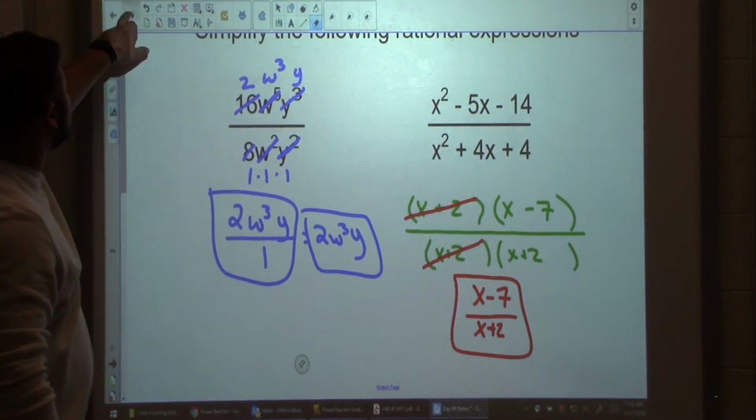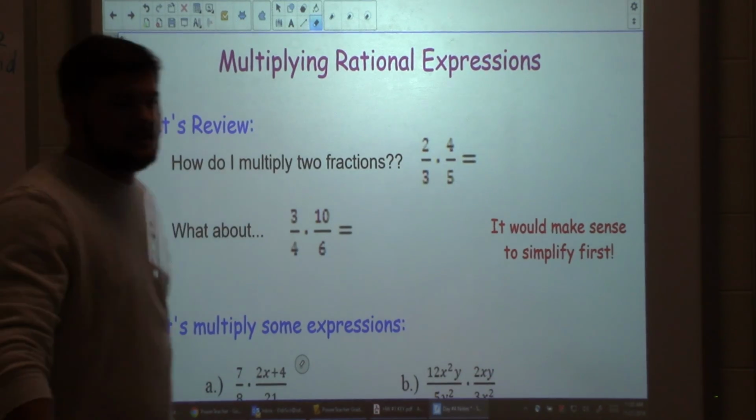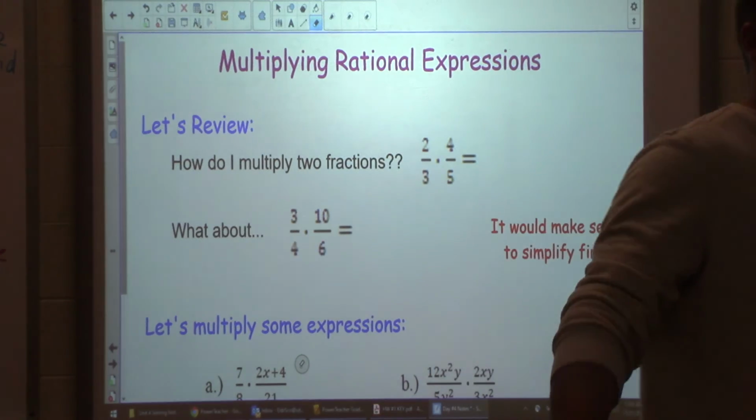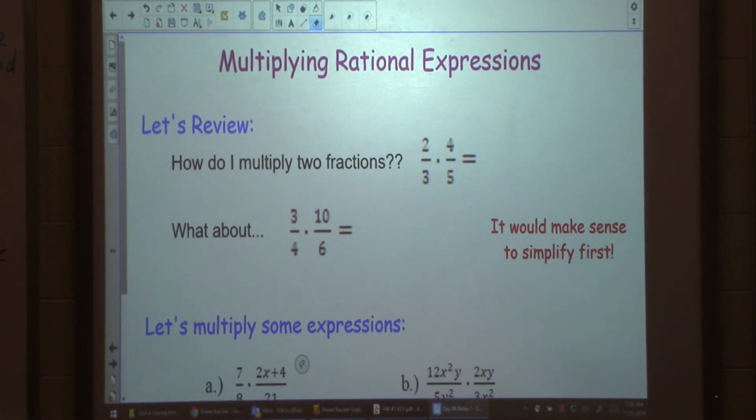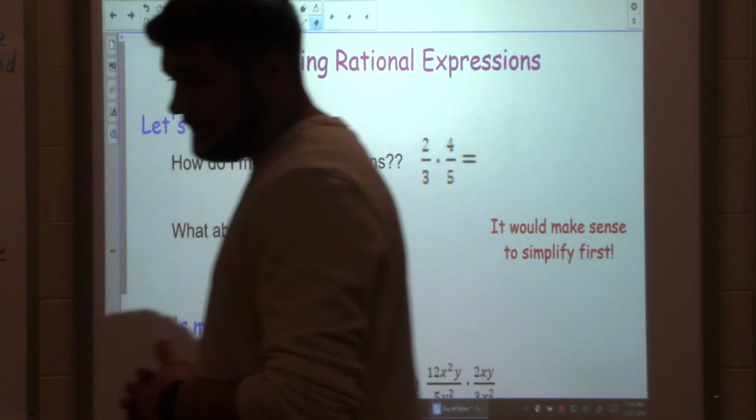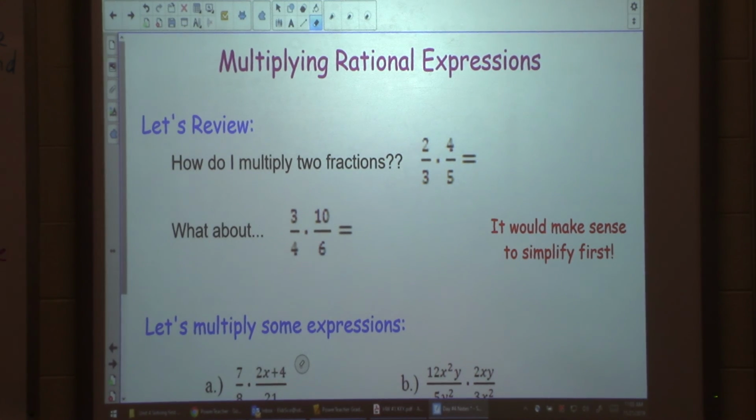Day 4, like I said, we're going to be multiplying and dividing today. So, yesterday we talked about just simplifying the rational expressions. Today we're going to talk about multiplying and dividing them. Before we can do that though, let's try and remember. How do I multiply fractions?